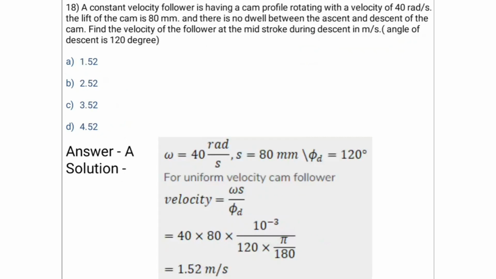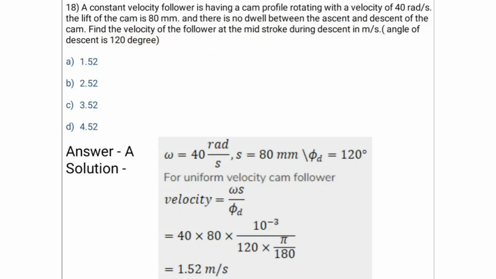Next, question number 18. A constant velocity follower is having a cam profile rotating with a velocity 40 radians per second. The lift of the cam is 80 mm and there is no dwell between the ascent and descent of the cam. Find the velocity of the follower at mid stroke during descent in meter per second. Angle of descent is given, that is 120 degree.